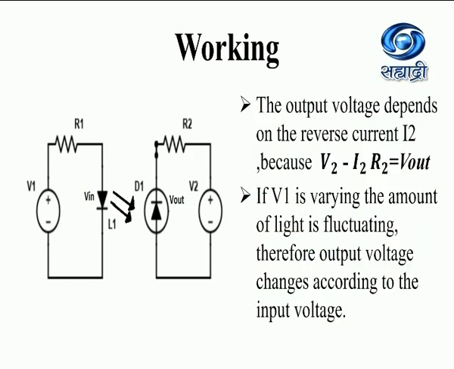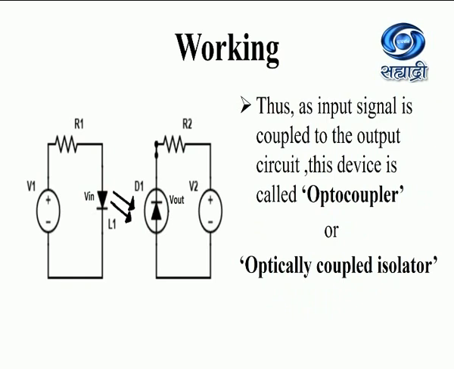The output voltage depends on the reverse current I2, because by using Ohm's law, V2 minus I2 R2 is equal to V out. So if V1 is varying, the amount of light is fluctuating, therefore the output voltage changes according to the input voltage. So the output of the photodiode depends on the light variation of the LED. If light variation is there in the LED, then we will get the variation in the output voltage. So the input signal is coupled to the output circuit.